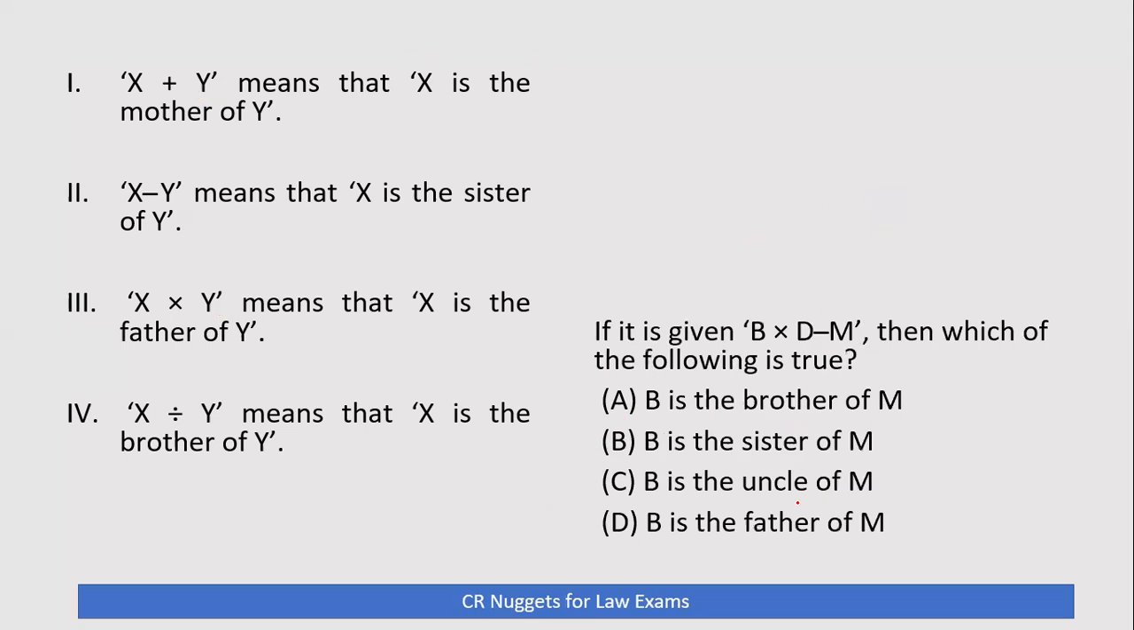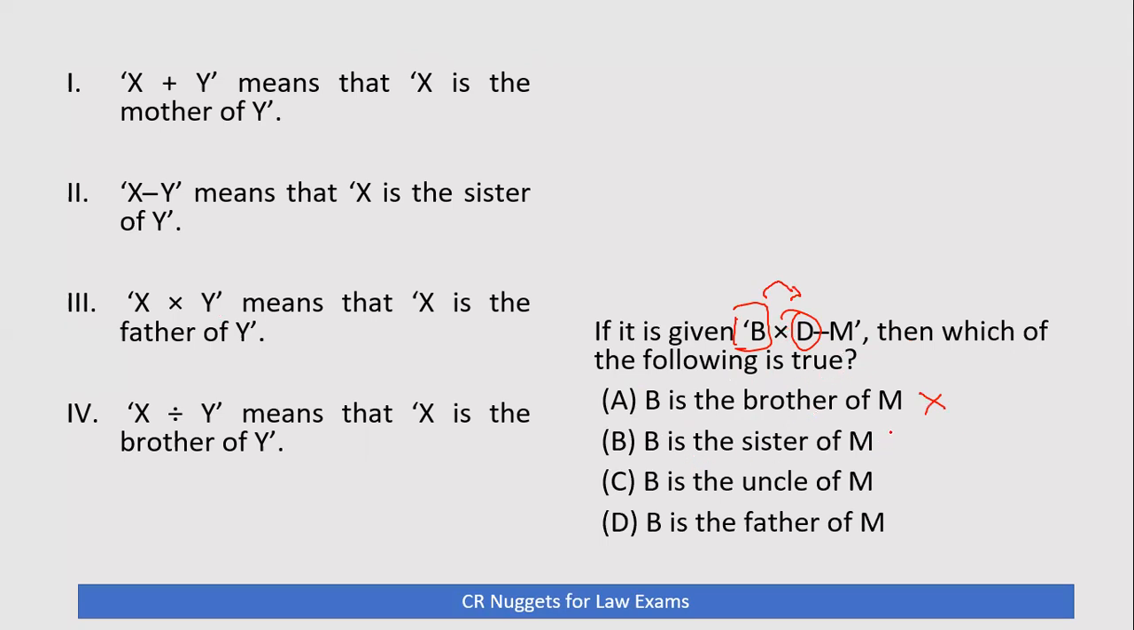All right. Now let us solve the next question. If it is given that B into D minus M, then which of the following is true? B into D minus M. So into means B is male. D minus M means D is sister and M I don't know. Then which of the following is true? B is the brother of M. No, it cannot be true because there is change in generation. There is one into, that means there is one change in generation.